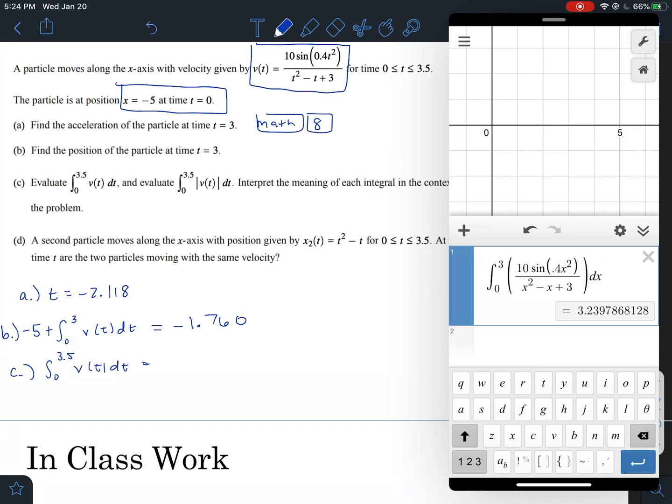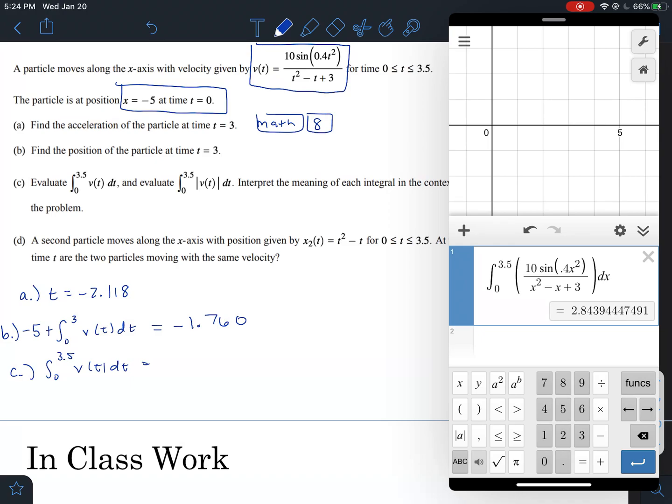So now I'm just going to erase this, and then instead of 3, I'm going to do 3.5. I get that displacement is going to be 2.844 if I round. And then I'll do the integral of the absolute value of velocity between 0 and 3.5.